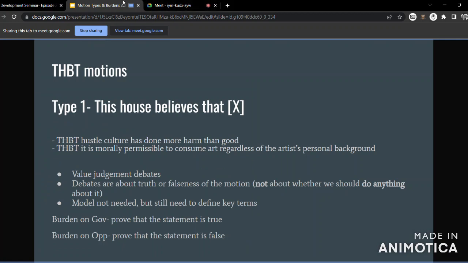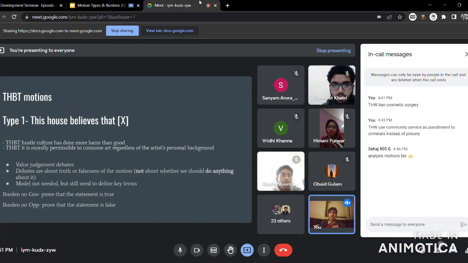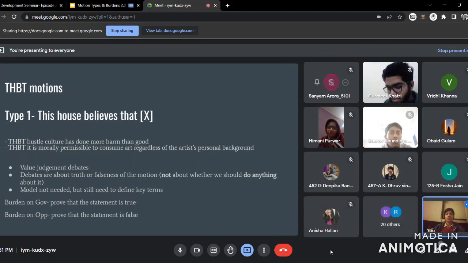You have a couple of examples on the screen. One example is this house believes that hustle culture has done more harm than good. Another example is this house believes that it is morally permissible to consume art regardless of the artist's personal background. I would say another example that I've been repeating earlier is this house believes that apoliticality is immoral.